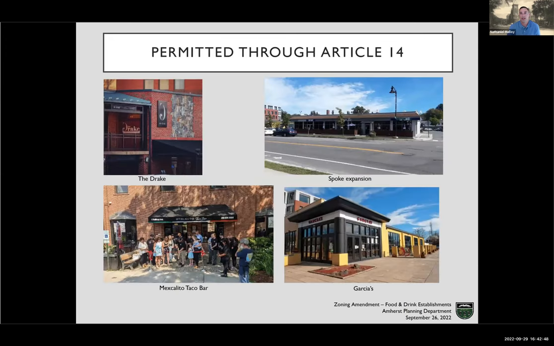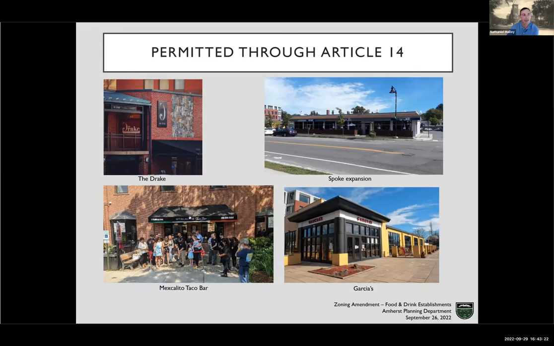And so through Article 14, I just want to say quickly that it's been in place for a while. There's been about 40 establishments that have gone through Article 14. About 18 of those are restaurants or related to restaurants or dining or food and drink establishments. And the ones that are shown here are things that have been permitted administratively through Article 14. So the Spoke expanded, it actually doubled in size to this other side of the building. Garcia's opened and added outdoor dining. The Drake opened and Mexicalito opened. And so these were approved administratively.